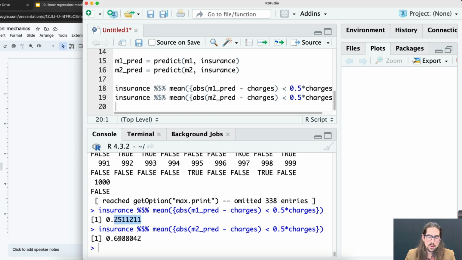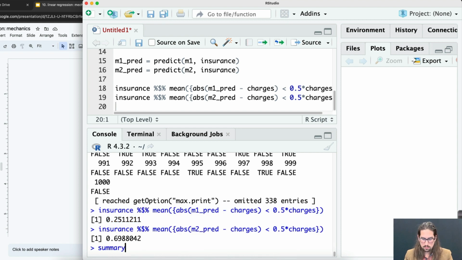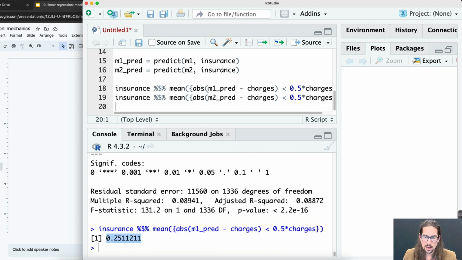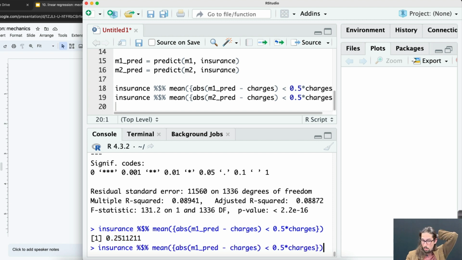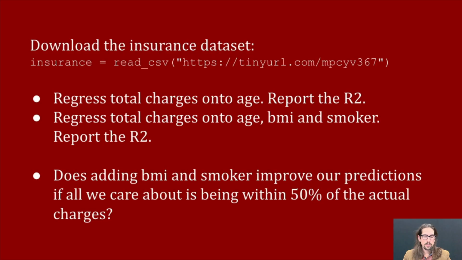But you can see it's a different amount of improvement, right? According to R squared, this looks pretty dismal in terms of prediction accuracy. But if all we care about is this other metric, then even with this simple model that only has age in it, we're getting within 50% of the true charges 25% of the time. So if that's all we care about, maybe that's not so bad. Of course, we can improve it by adding these other predictor variables as well. So the point here is what you should be measuring in terms of the quality of your predictions. If what you care about is making predictions, what you should be measuring depends on how people are going to use those predictions.